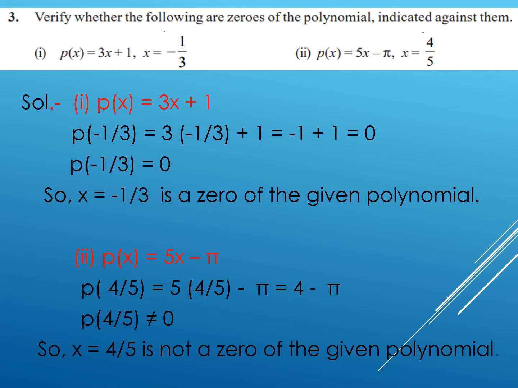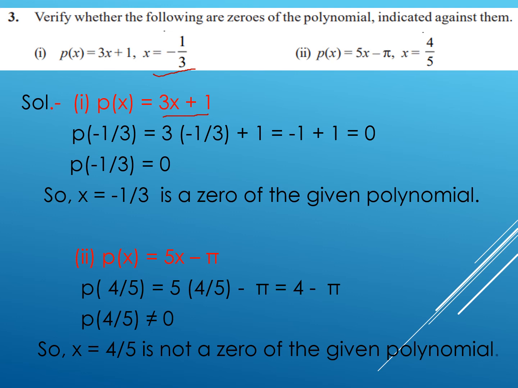Zero of the polynomial p(x) is the value of the variable a for which p(a) is equal to 0. Now let's see the first part. In the first part, polynomial p(x) is equal to 3x plus 1 and the value of the variable is given: x is equal to minus 1 upon 3.